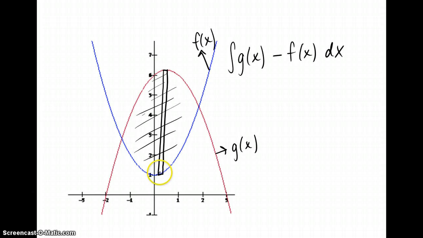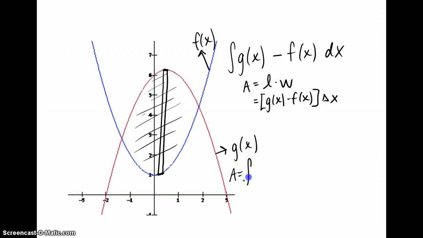What this represents is we know how to find the area of a rectangle, length times width. So we know the width is in terms of x, and then the length, or the height, would come from this function minus this function. So area of a rectangle is length times width. The length comes from the top function minus the bottom function, and then the width is in terms of x. So this area formula, the integral from a to b of g of x minus f of x, or f of x minus g of x, just represents two functions.